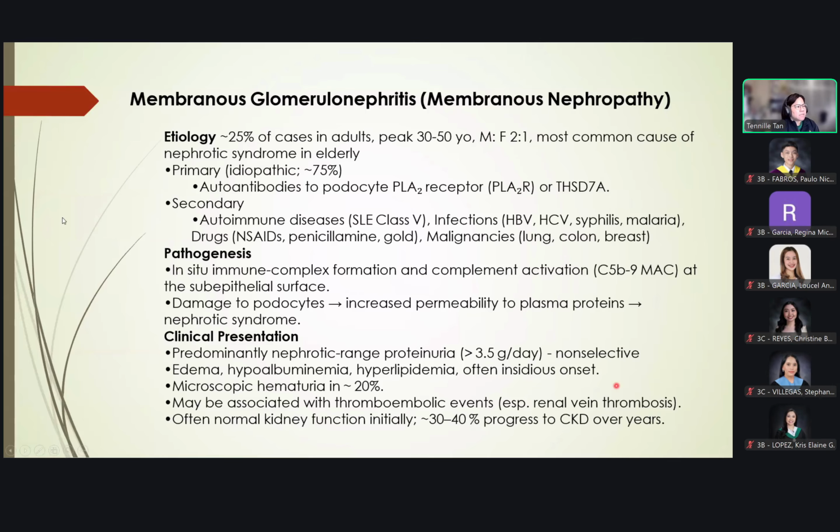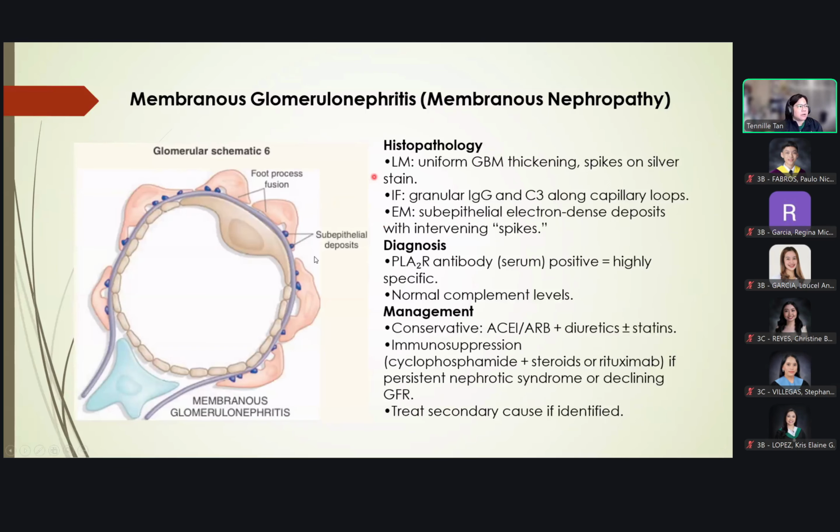So here on the left side, you'll see the illustration in Harrison's about membranous GN. You can have subepithelial deposits and foot process fusion or effacement. And so histopathology on light microscopy, you'll have a uniform GBM thickening. It's not really apparent in the illustration, but the GBM is normally seen as thickened. So these are the spikes or the deposits that will be seen on silver stain.